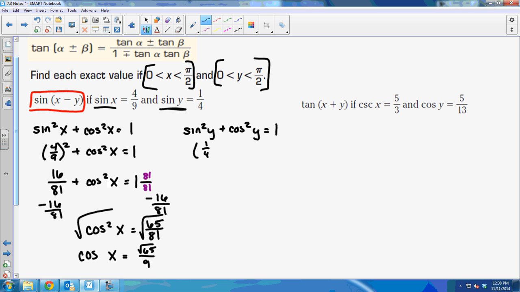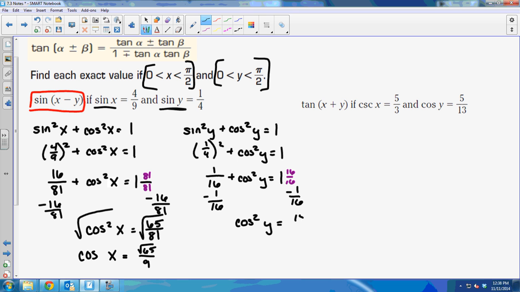Sine y is 1/4. I'm just changing the variable. 1/4 squared is 1 over 16. So this one would be 16 over 16. So when I subtract, I have a common denominator. So I get 15 over 16. So cosine y is the square root of 15 over 4.